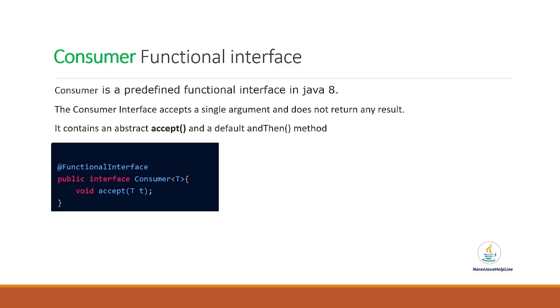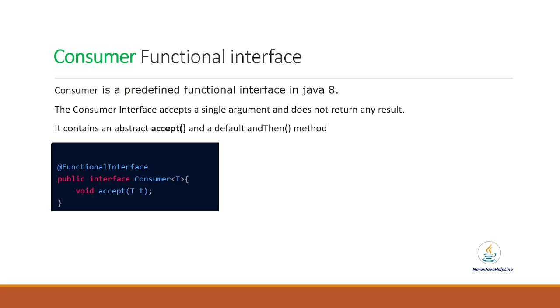If you want to understand functional interfaces in detail, I already explained them in one session. You can refer to my previous video to understand more. Here I am only going to explain these three predefined functional interfaces: consumer, predicate, and supplier.